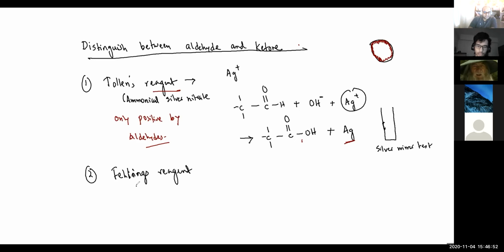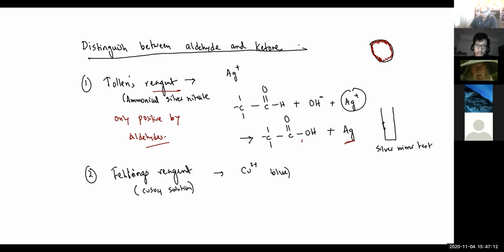Our Fehling's reagent is copper sulfate solution. Copper sulfate solution. What is the color of copper sulfate solution? Blue.